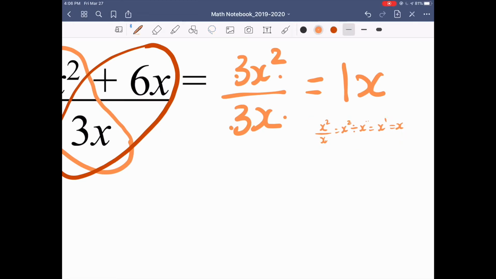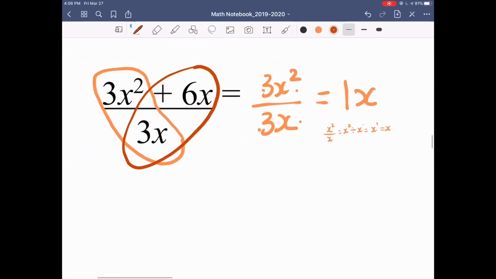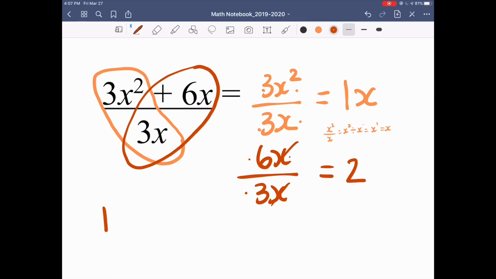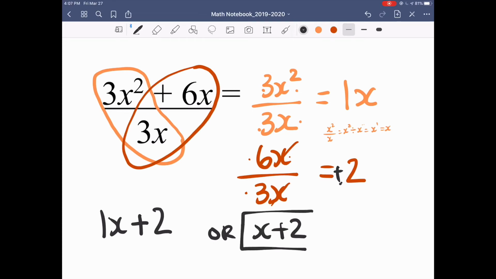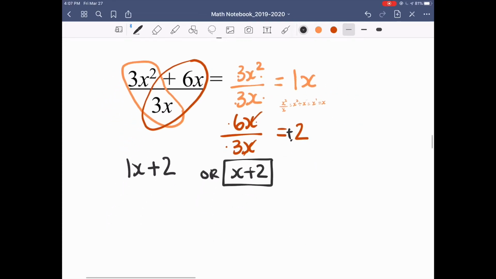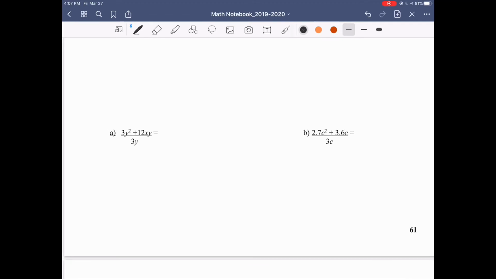And then we do the second group of terms, which is 6x divided by 3x. 6 divided by 3 is 2. x divided by x, they cancel each other out. So our final answer is 1x plus 2. It's positive, so it will be plus. Or just x plus 2. And that's our final answer for that. So now I want you guys to pause the video and try out these two examples, A and B, and I'm going to come back with the answers.